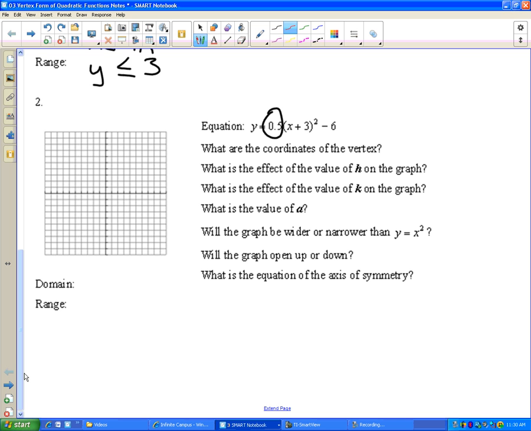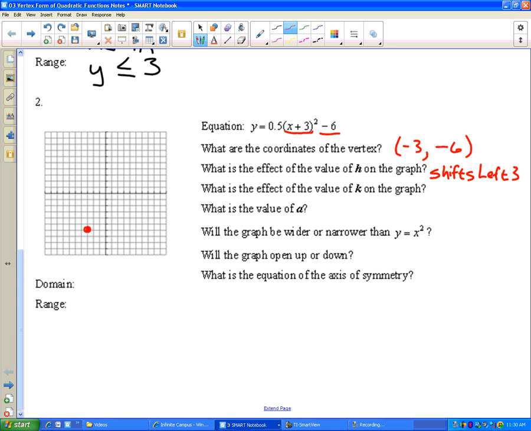What are the coordinates of the vertex? Well, I want the opposite of what's inside, so that's plus 3, so it's a negative 3, and then exactly what's on the outside, so that's negative 6. Negative 3, negative 6. So I'm going to go left 3 and down 1, 2, 3, 4, 5, 6. There is my vertex. What is the effect of the value of h on the graph? It shifts the graph left 3.